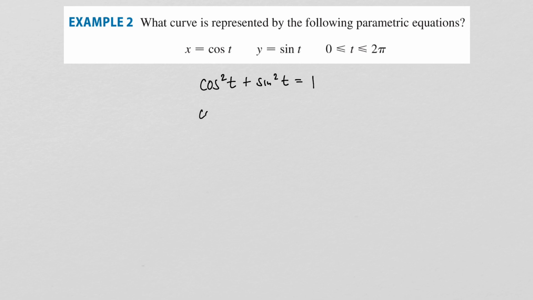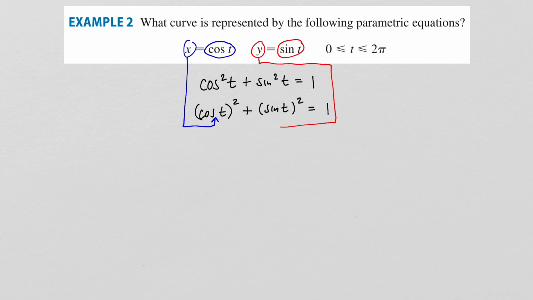And then cosine squared of t can be written as cosine of t quantity squared. Sine squared of t can be written as sine of t quantity squared. And now if x is equal to cosine of t, we can plug x in here for cosine of t. And if y is equal to sine of t, we can plug y in here for sine of t. And if we do that, we get x squared plus y squared is equal to 1.